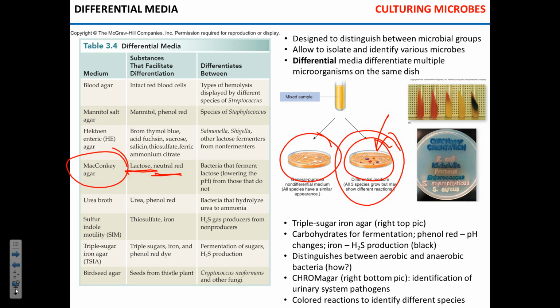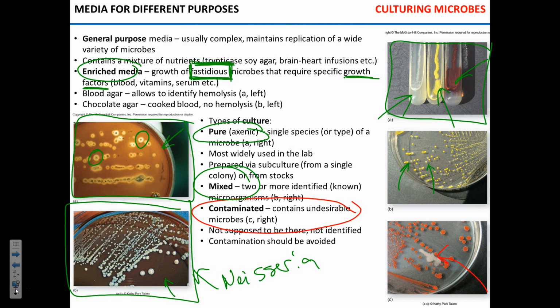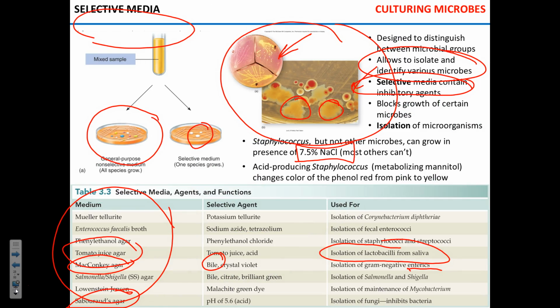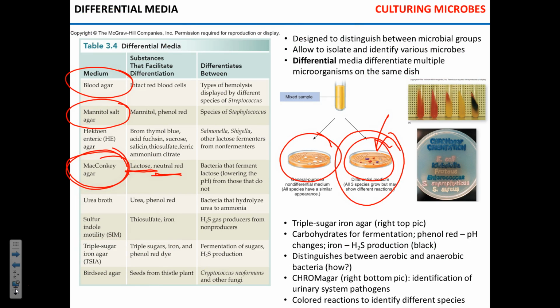So that's another example of differential and selective media. There are others. We're going to use this and this. We're also going to use blood agar. Blood agar, remember we talked quite a few slides before about blood agar as being enriched by blood. So it is enriched and at the same time differential. It allows you to distinguish microbes that can cause hemolysis versus ones that cannot. Does that make sense? It's not selective, but it is differential. Okay?